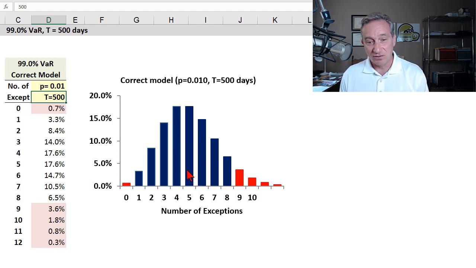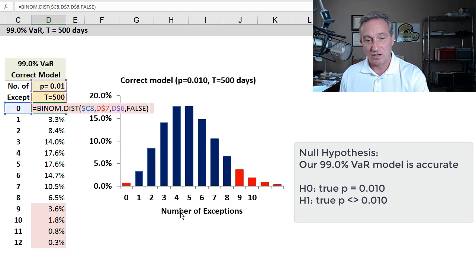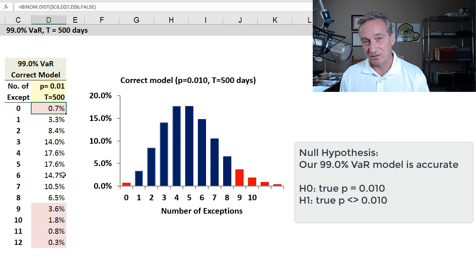But over 500 days, if we observe 4 or 6, maybe even 3 or 7, I think intuitively we can understand that we might also be inclined to accept this as a good 99% model, even if the number of exceptions isn't exactly what we expect, because of sampling, we know that there is such a thing as sampling variation. However, if we look back over 500 days, for example, and if we observe 0 exceptions under a valid binomial, if this were a good VaR model, the probability of 0 exceptions, and you can see I'm just using a straight binomial distribution, is only 0.7%.